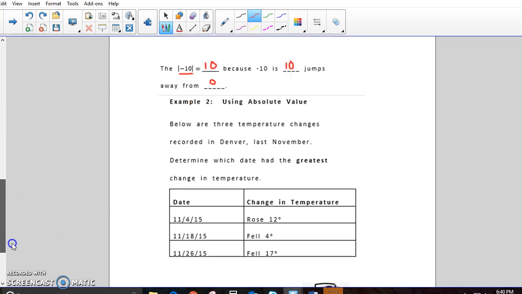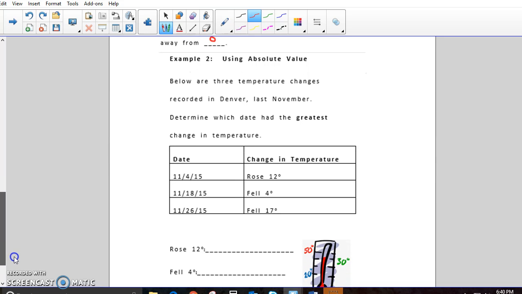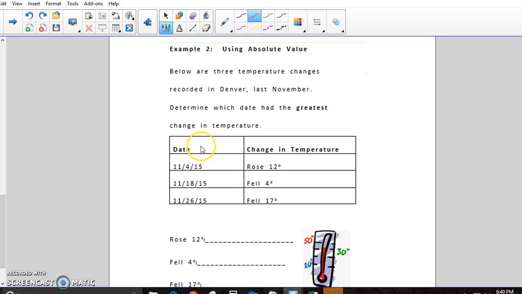Example number 2. Let's look at why we might use absolute value. Below are 3 temperature changes recorded in Denver last November. Determine which date had the greatest change.